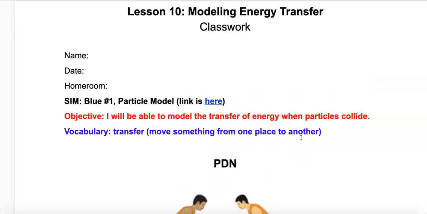Let's go ahead and go over our heading for today. So again, we are modeling energy transfer in this lesson. Here's your sim. This is the link that's going to take you there when you need to get to it. Our objective for today: I will be able to model the transfer of energy when particles collide. We are going to use the sim to actually help us model this transfer of energy for today.